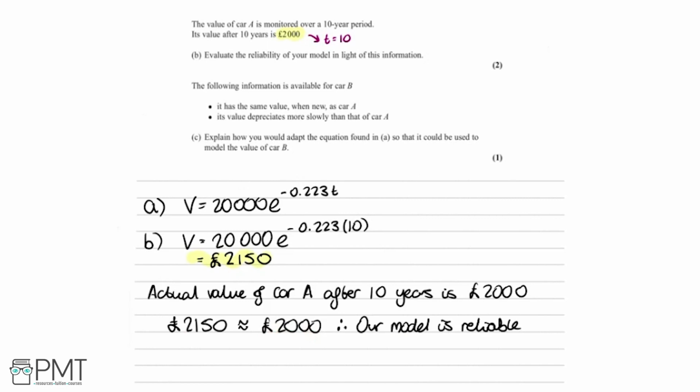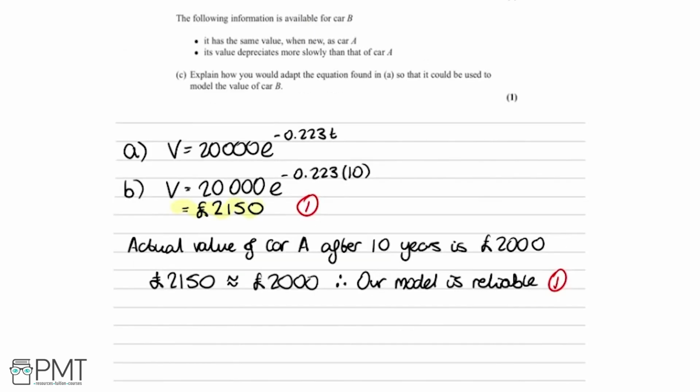So looking to see where we get the marks, we get 1 mark for our working up here, so substituting in t equals 10, and then getting v to equal 2,150. And we get the second and final mark for our conclusion here, saying because they're approximately equal to each other, the model is reliable. Right, so we're going to have a look at part C.